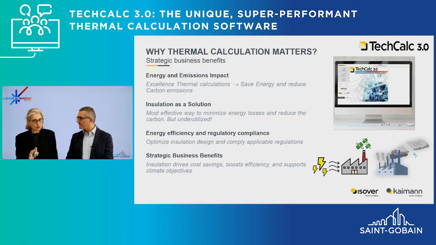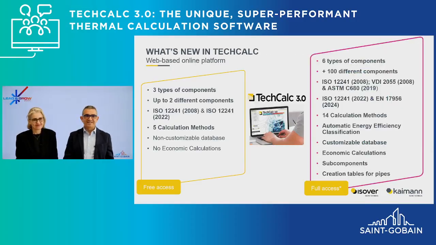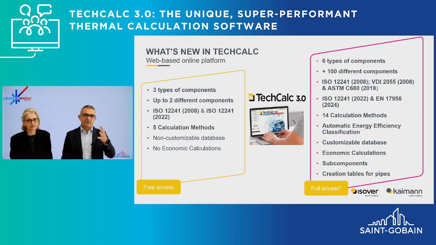All right. So, is it available in several versions? Yes, as I said before, we have a web-based online platform. We have two versions. One is a free online access with different features, such as 3 types of components, up to 2 different components, of course complying with ISO 12241 with 5 calculation methods. There are some differences with the full access. For example, it's not possible to customize the database, and there are some calculation methods that are not included, such as economic calculations.